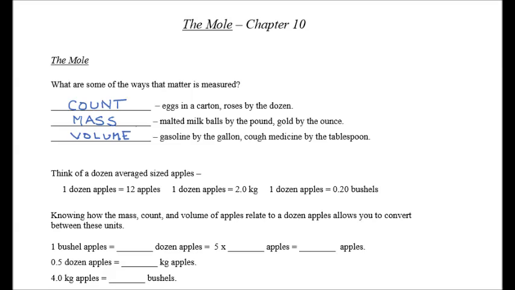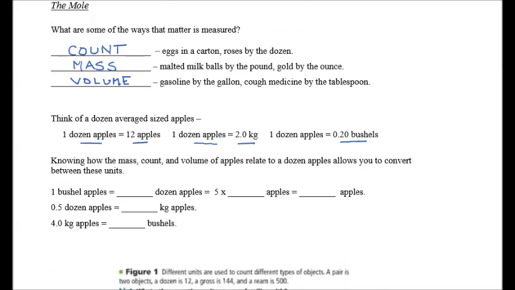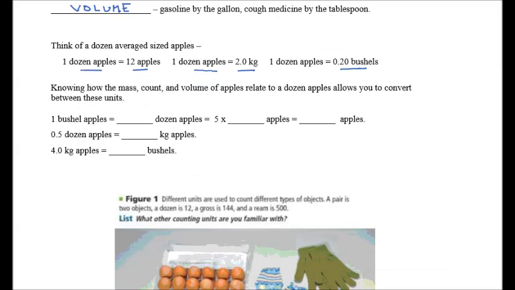So if you think of a dozen apples, we can have a dozen apples, which means we have 12. We can say that the dozen apples weigh 2 kilograms, which is mass. Or we can say in a dozen apples we have 0.2 bushels. Not that we have to know what a bushel is. So now, how do we convert from one measurement to another? And this is where the proportion comes from. Sometimes we can do it in our head, and sometimes we have to set up the work. So let's try these in our head.